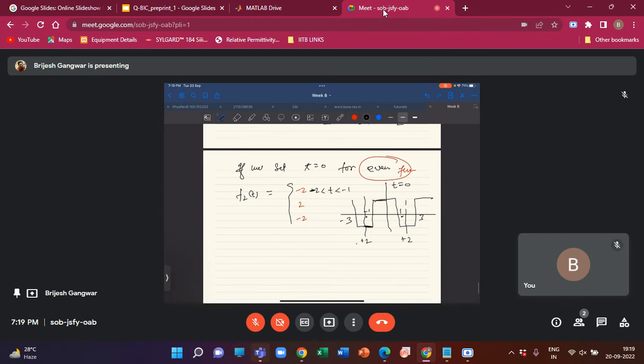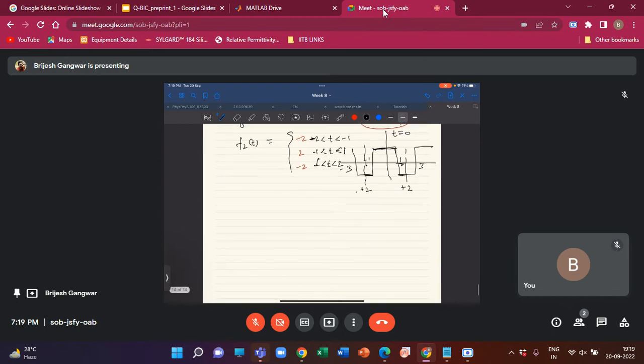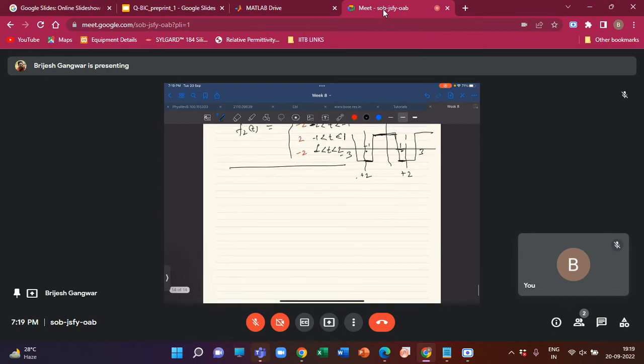Then from here to here it will be 2. So it will be less than 1, greater than minus 1. And again from 1 to 2 it will be minus 2. So sorry, 1 to 2 it will be again minus 2. Okay, so now how will we write the Fourier series of this function.